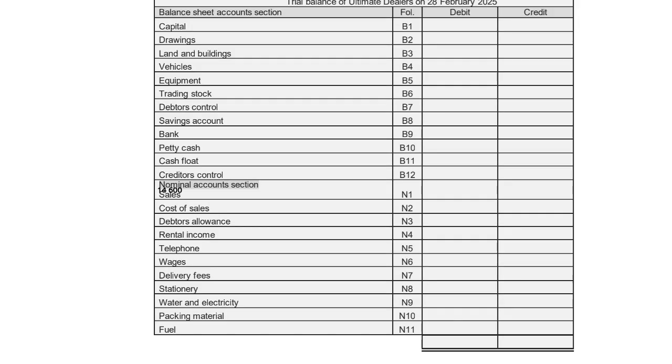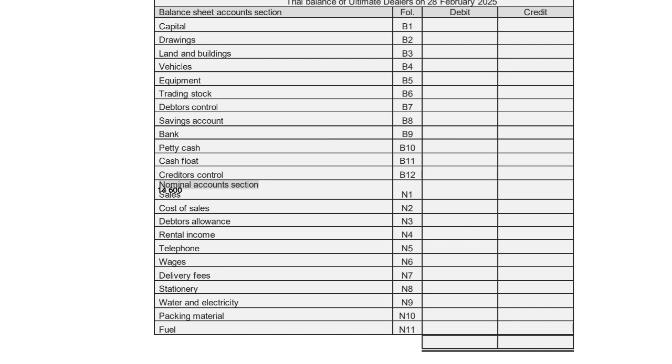The last thing that we need to record for this exercise is our trial balance. Now our trial balance, you're going to enter all the totals, your final totals from your general ledger. If it is on the debit side of your general ledger, it will go in the debit column. And if it's on the credit side of your general ledger, it will go in the credit column. So it's all your totals and balances carried down on the 1st of March 2025, the next month.